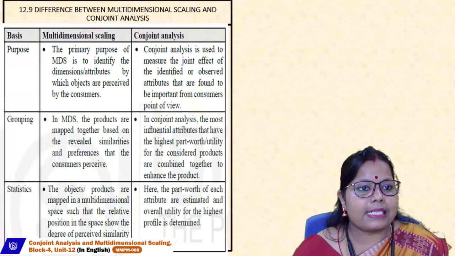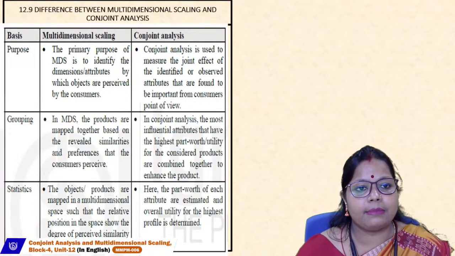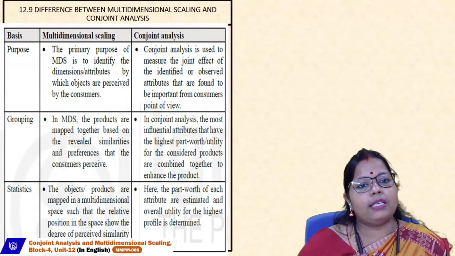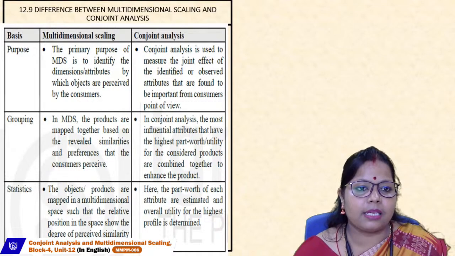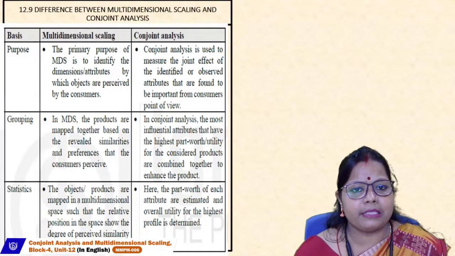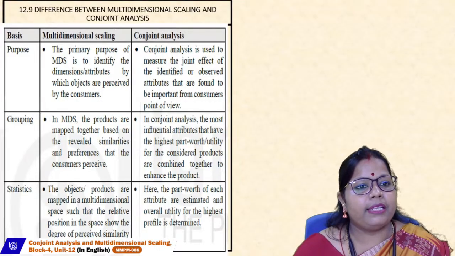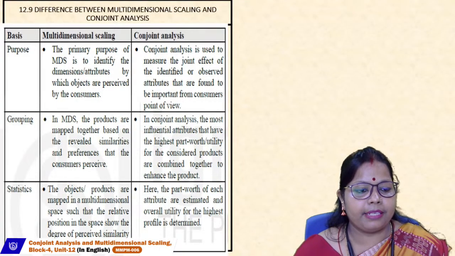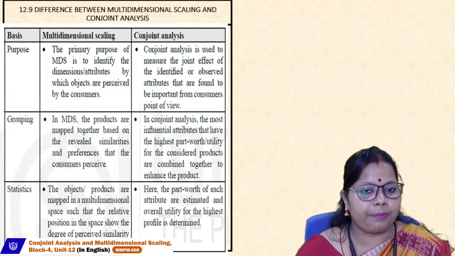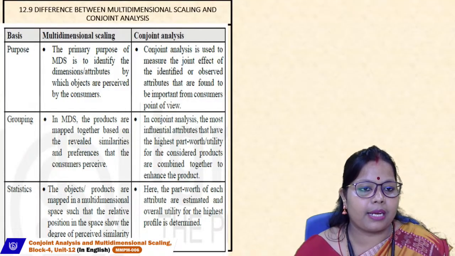Then, last but not the least, we talked about both conjoint analysis and multidimensional analysis. Though they are very similar in nature, and they are used in marketing research and in the performance of the product and the company's decision making. Both are very similar to each other, but they have some differences between them. So in the differences column, we have given how they are different from each other in their purpose of application and grouping, and what statistics both of them use.